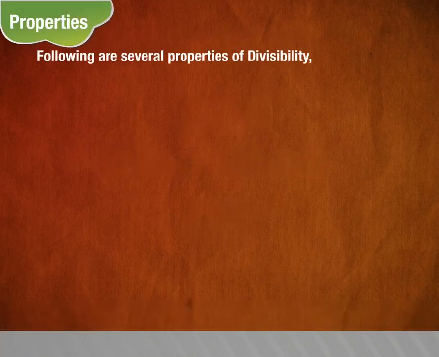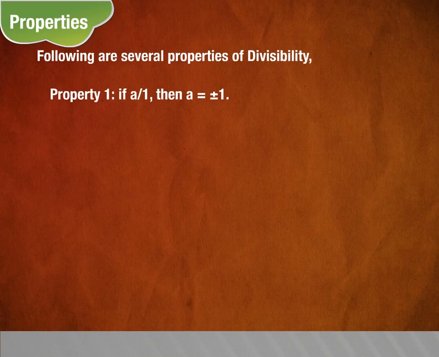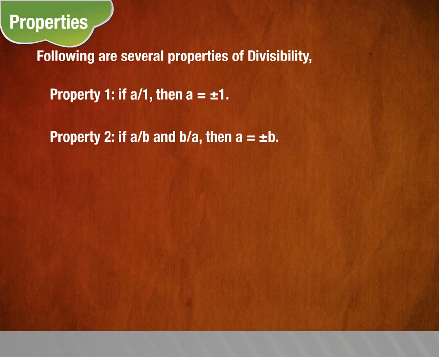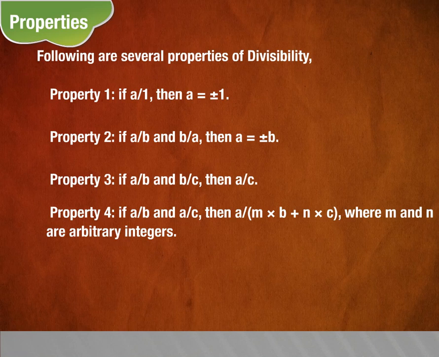Properties. Following are several properties of divisibility. Property 1. If A divides 1, then A is equal to plus or minus 1. Property 2. If A divides B and B divides A, then A is equal to plus or minus B. Property 3. If A divides B and B divides C, then A divides C. Property 4. If A divides B and A divides C, then A divides m into B plus n into C, where m and n are arbitrary integers.